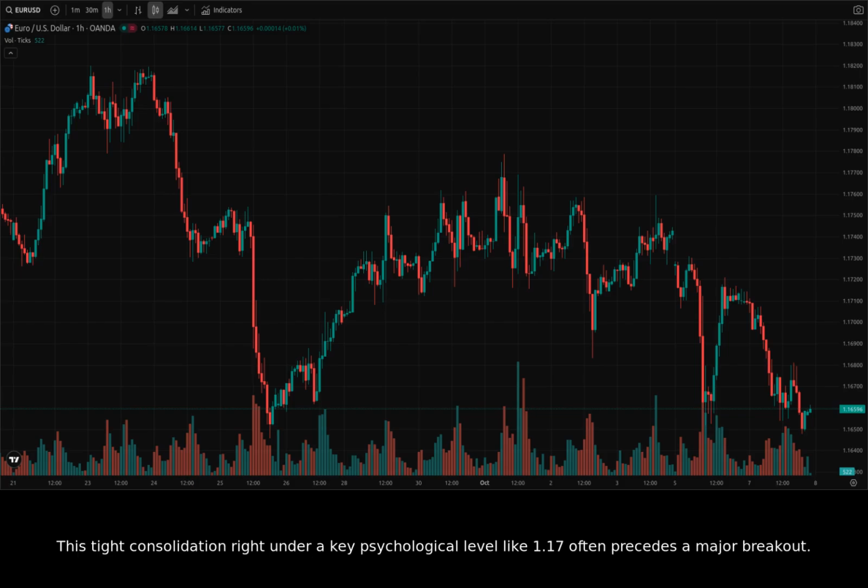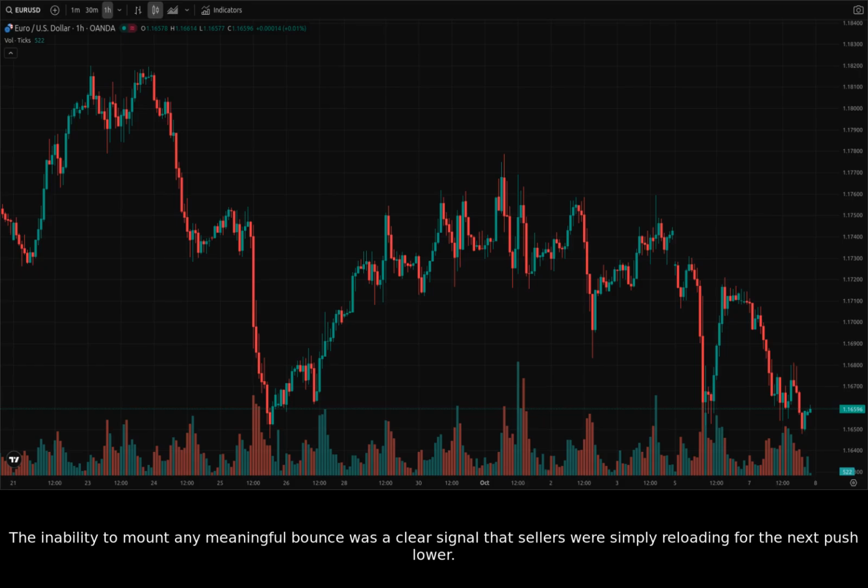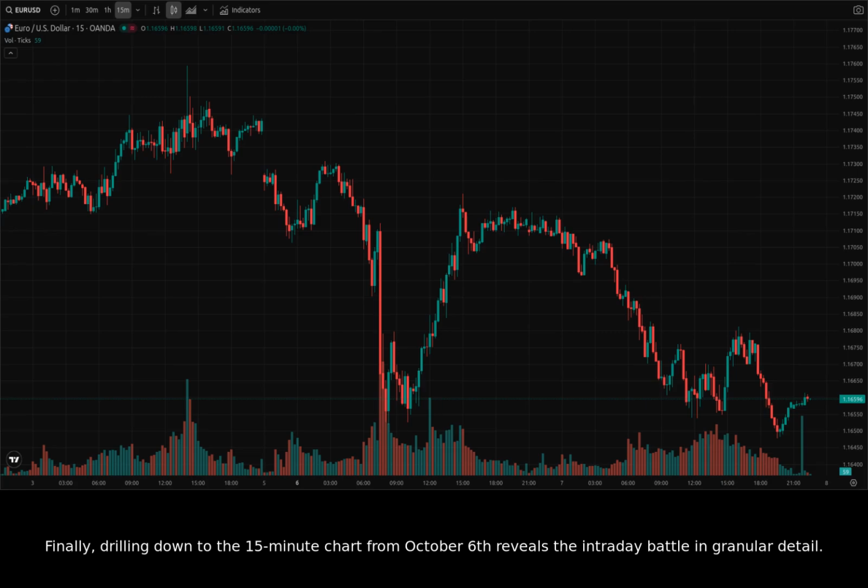This tight consolidation right under a key psychological level, like 1.17, often precedes a major breakout. In this case, it was building up energy for the bearish continuation that news outlets are reporting today. The inability to mount any meaningful bounce was a clear signal that sellers were simply reloading for the next push lower.